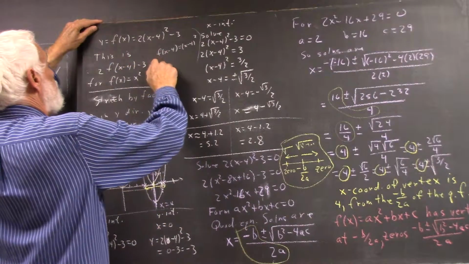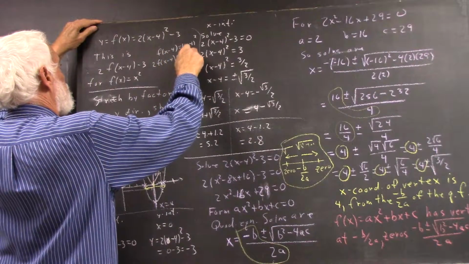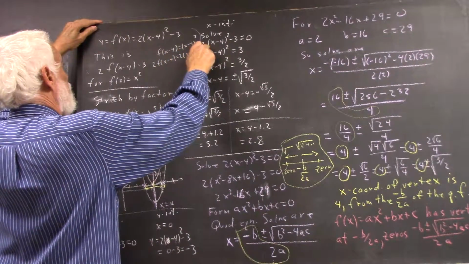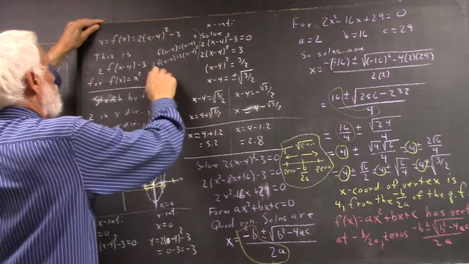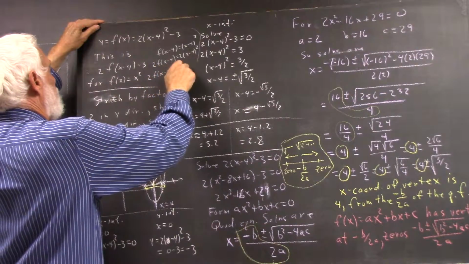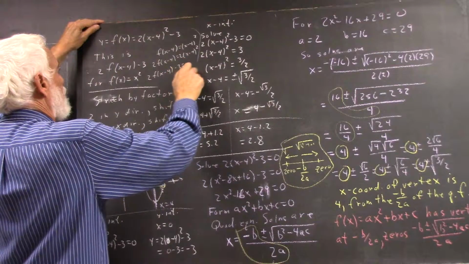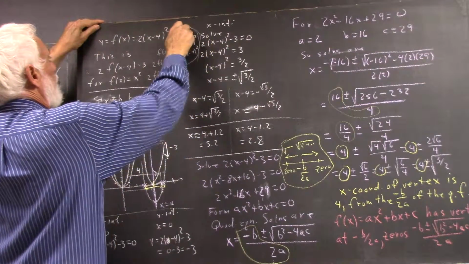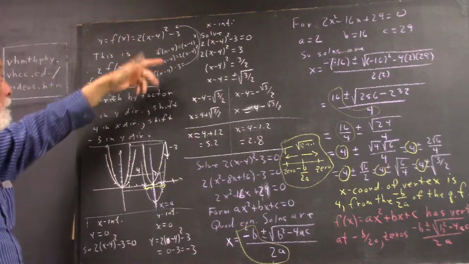So the 2f of x minus 4 equals 2 times the quantity x minus 4 squared. And 2f of x minus 4 minus 3 equals, well, it equals this. And that should be very clear. So, what does this do?